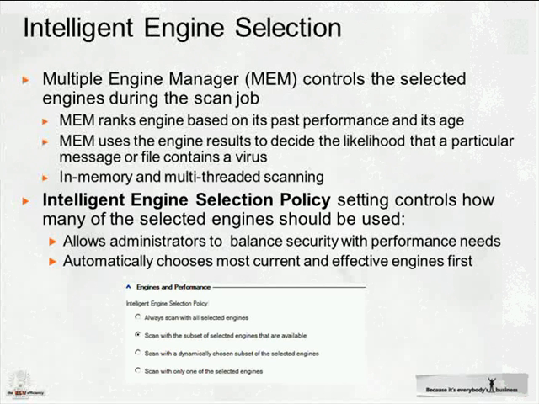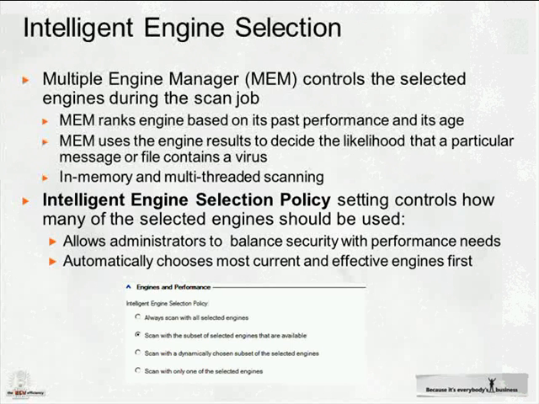You also have the option of scan with the subset of selected engines that are available. This option scans with all selected engines that are available. Scans continue with the available engines when one of the selected engines is being updated. So this option generally increases the probability of virus catching, but not at the expense of delays in the mail flow. The third option is scan with a dynamically chosen subset of selected engines.